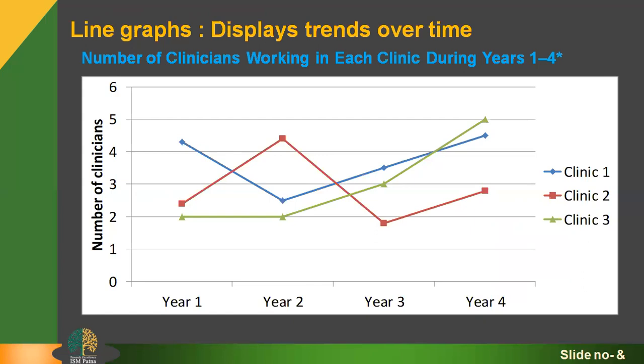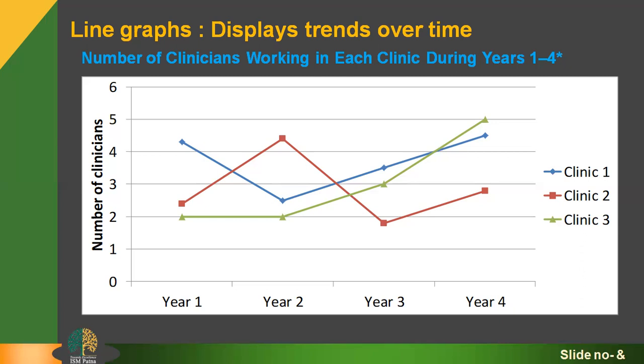Here data is collected for 4 years for 3 different clinics, and the number of people working in these clinics, or paramedical staff you can say, working in these clinics. Data is collected into 3 categories. The measures of data in this are number of clinicians and number of years. Okay, and the dimension is clinic 1, 2, 3.